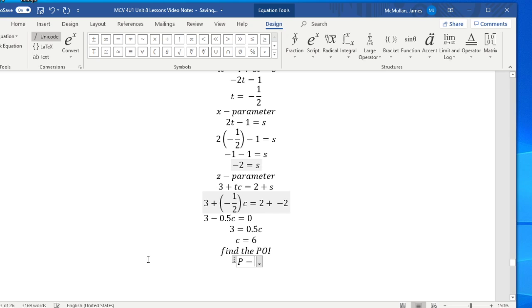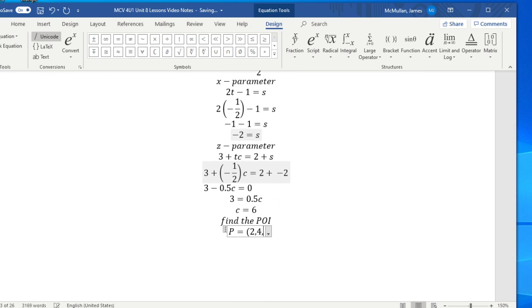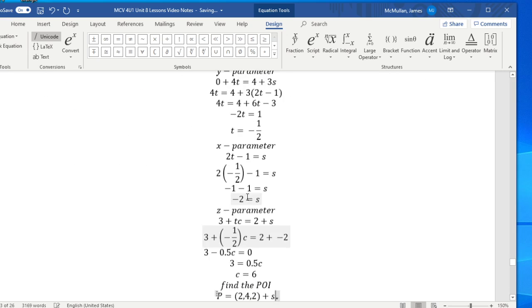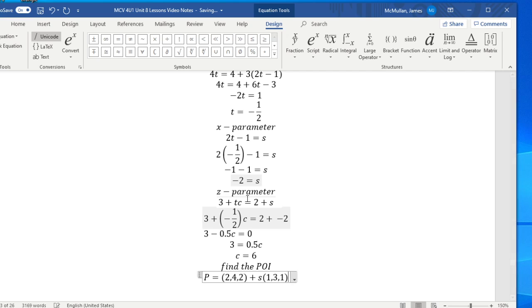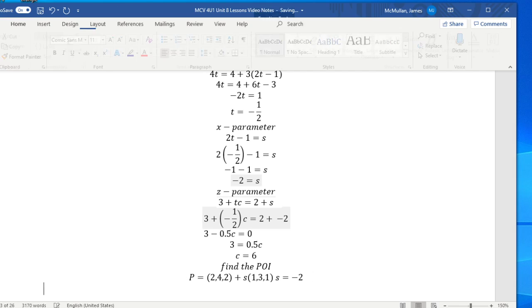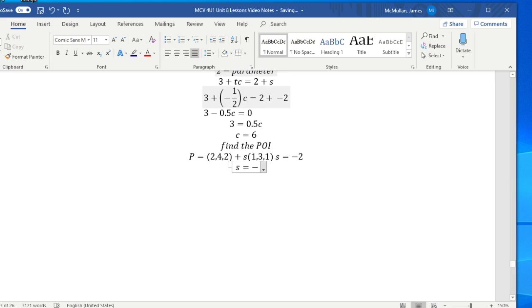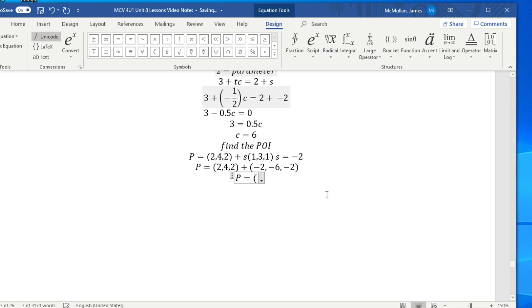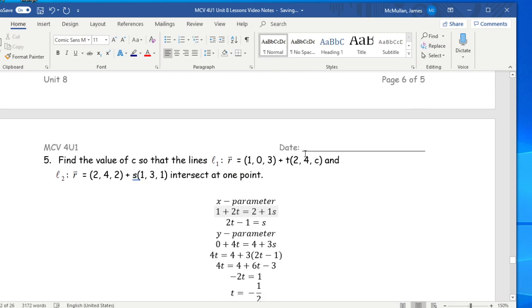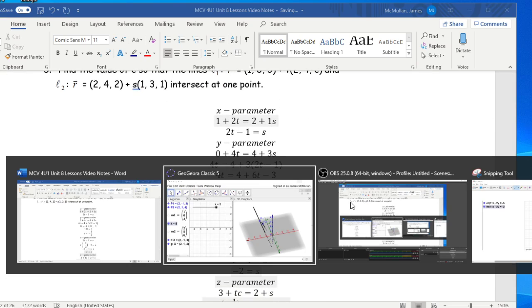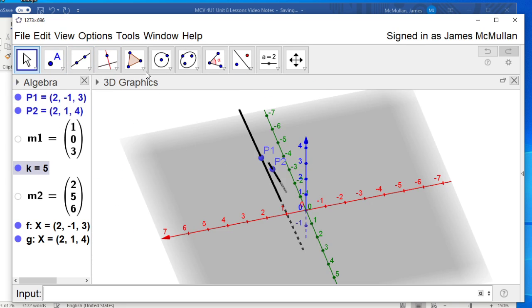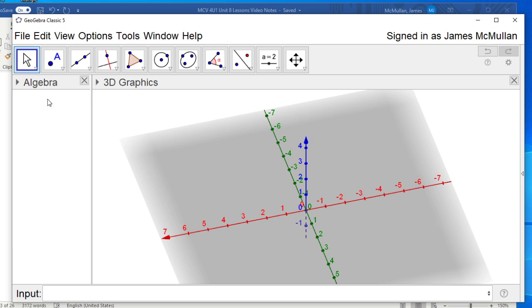Okay, so the point of intersection, we're going to look at line 2, (2,4,2) plus s(1,3,1), and s is equal to negative 2. So P equals (2,4,2) plus negative 2, negative 6, negative 2, and we get P equals (0, -2, 0). So that's where they should be intersecting. We should be able to show that that lies on the other line. Let's draw and demonstrate, because that's what I would recommend that you do when you're doing this work.